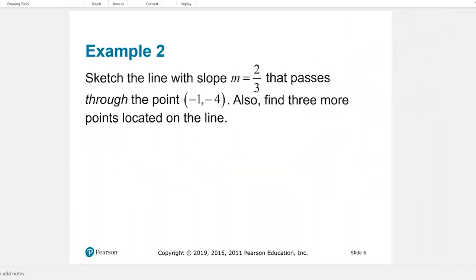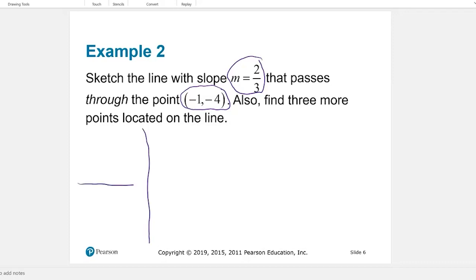So now it says sketch the line with the slope, and it's telling me a point that the line passes through. And it says also find 3 more points located on the line. So basically, we're going to start with sketching the line with the slope. Here's how I'm going to start. And this is probably the easier way to graph lines. I guess it does depend on what information you have.